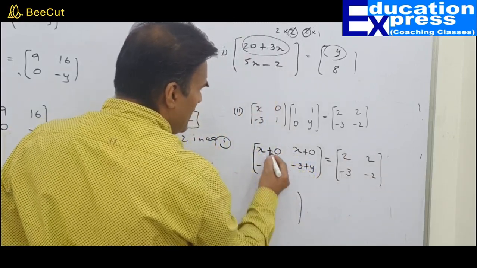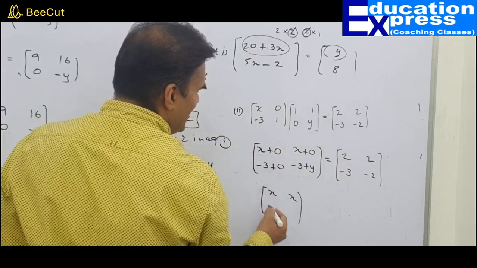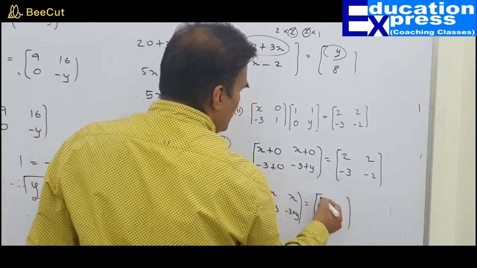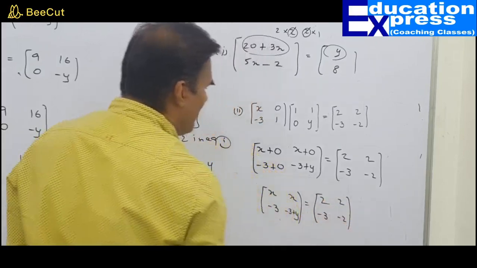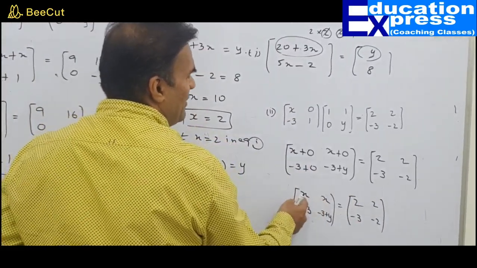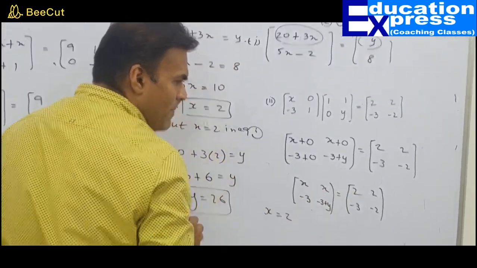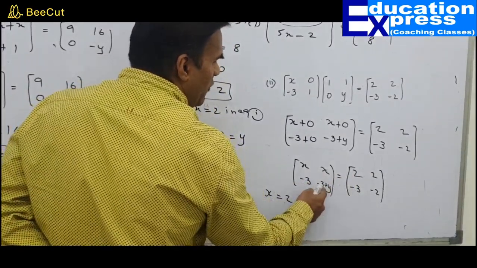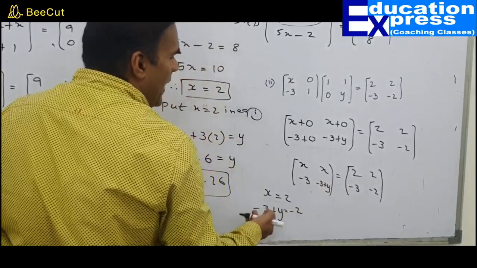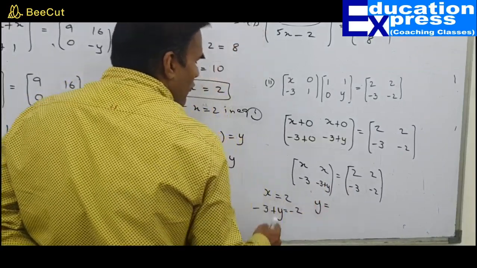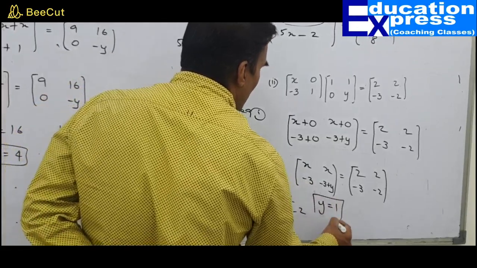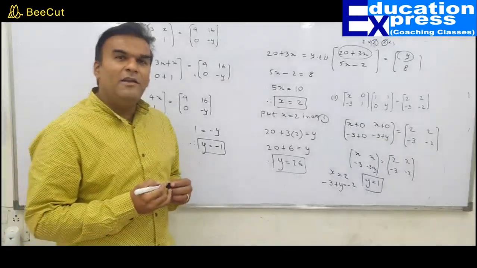On comparison, this matrix x, x, minus 3 plus y can be equated to 2, 2, minus 3 and minus 2. Now my dear friends, whether you compare this x or this x, the answer is going to be the same. That is x equals 2, and over here minus 3 plus y equals minus 2. I'm sure you can solve it very easily. y will be equal to, this will get shifted to that side, minus 2 plus 3, y equals 1. Isn't it easy, my dear friends?